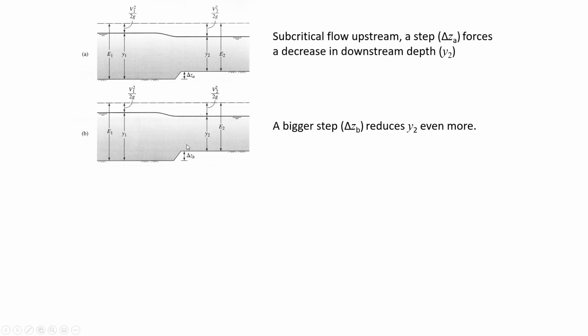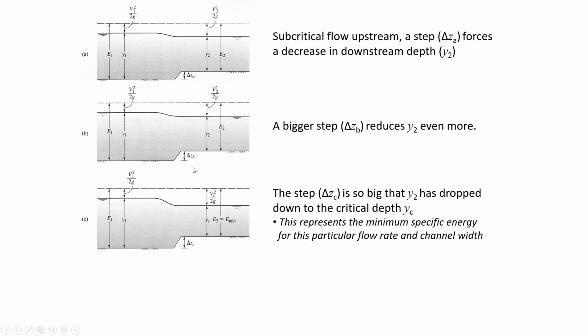And there was a question asked: what happens if you have a really big delta z? There is some critical limit that can't be exceeded without causing a choke to the flow. So the delta z that causes you to have critical flow at 2 is the maximum step that can be accommodated without causing y1 to get deeper.